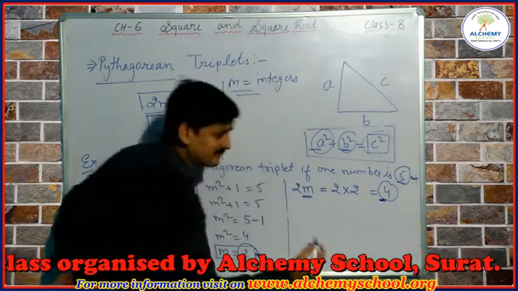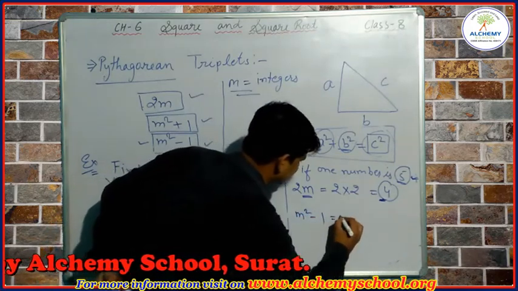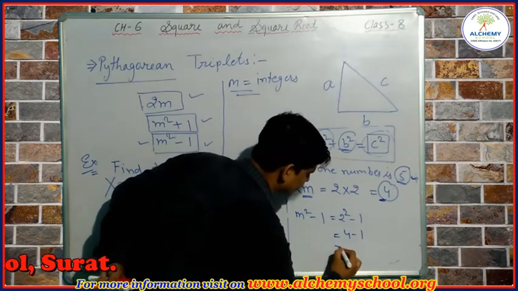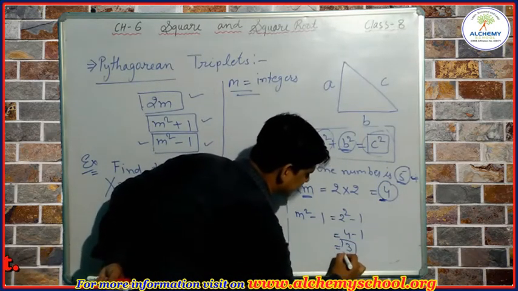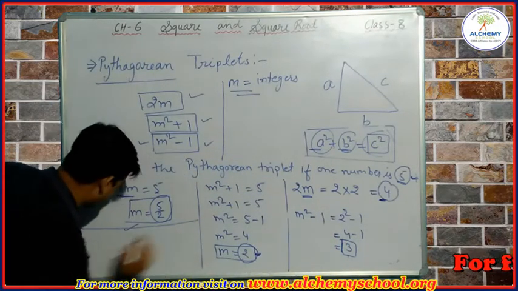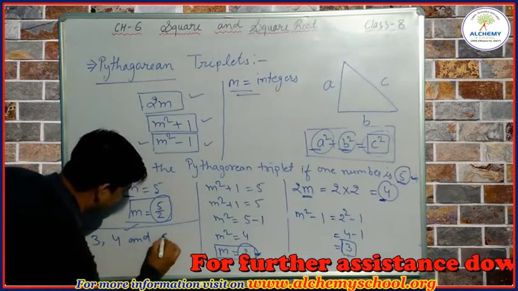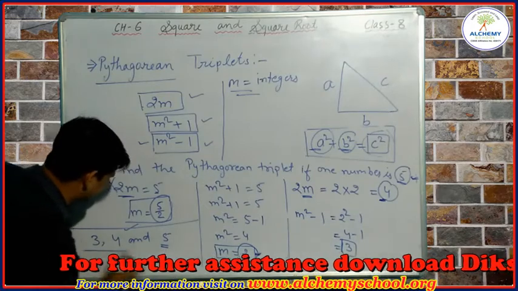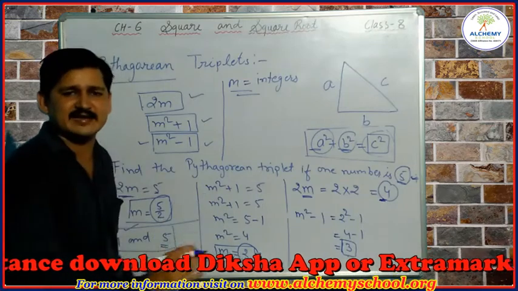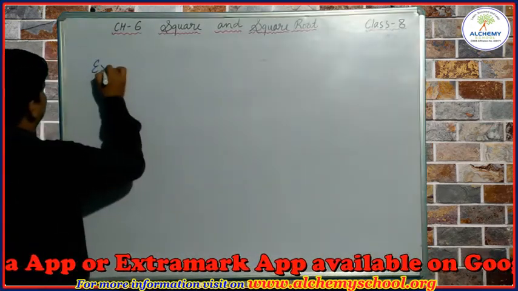Now we put the value in the other formula, m square minus 1. We get 2 square minus 1, which is 4 minus 1, so finally we get 3. Students, you can see the Pythagorean triplets we found are 3, 4 and 5, where 5 was already given in the question. So these three numbers are Pythagorean triplets. Let's understand it by taking one more example.